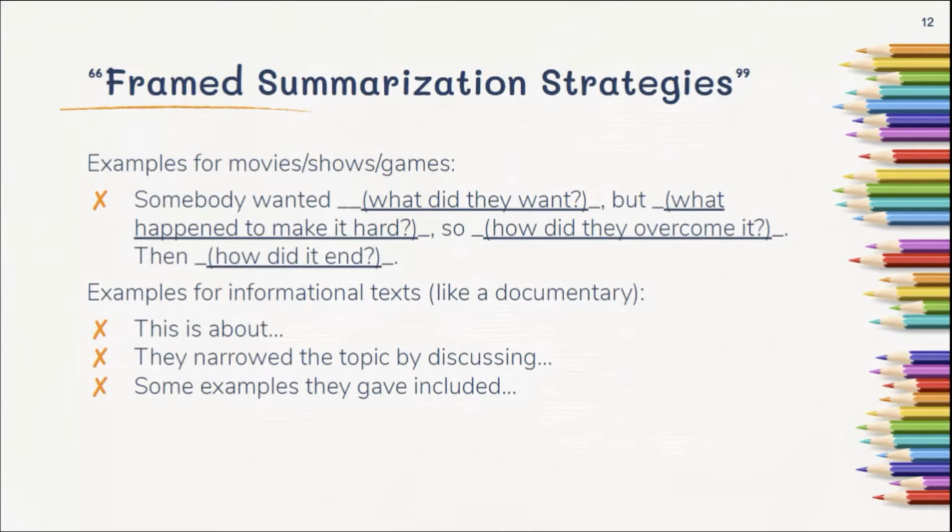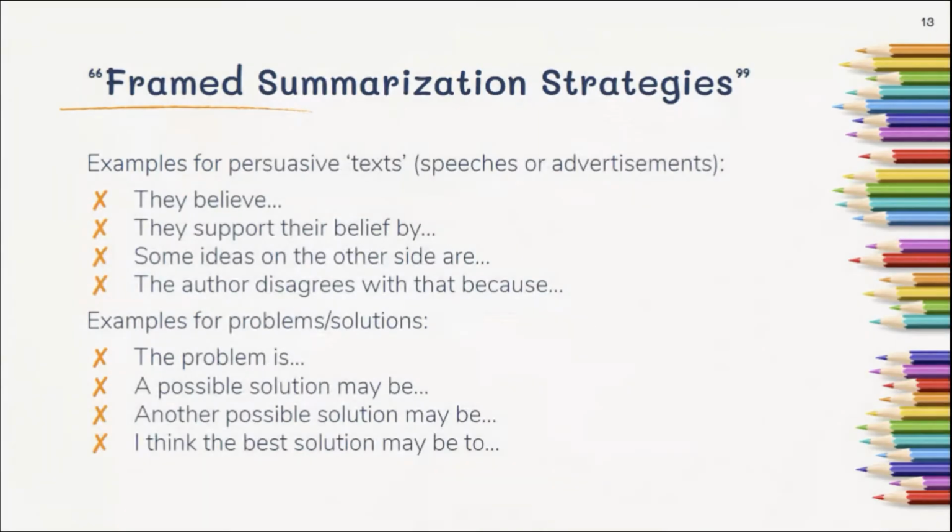If it's an informational text, for example, maybe a documentary, they could tell you what it's about. They could explain how the topic was narrowed. They might give some examples that were included in that informational piece. If you're looking at a persuasive text, that might be a speech, it might be an advertisement. They could say what the person or organization believes, how they support their belief, some ideas on the other side, and why the author or speaker or company would disagree with that.